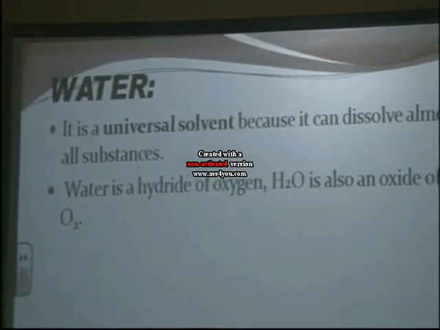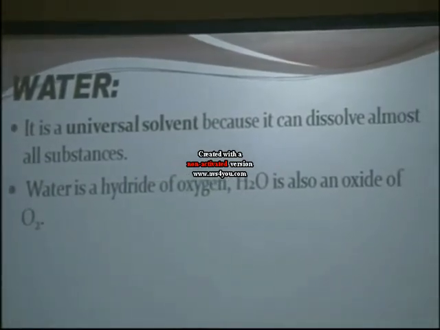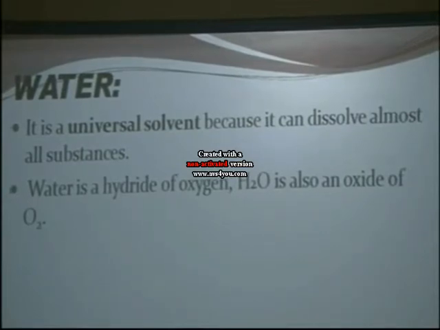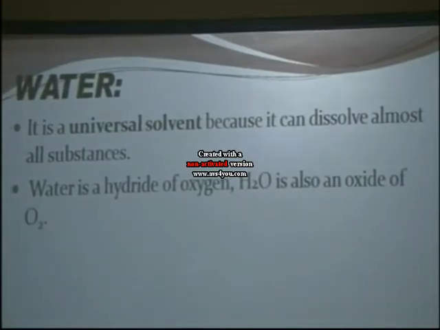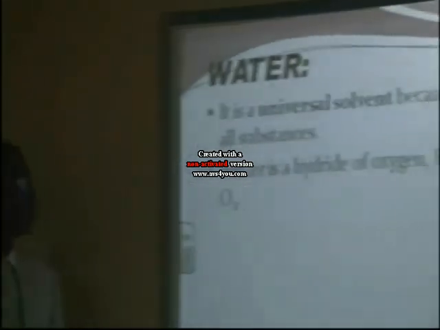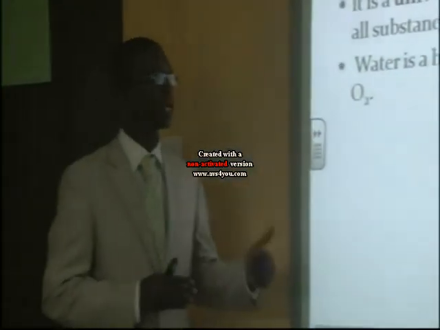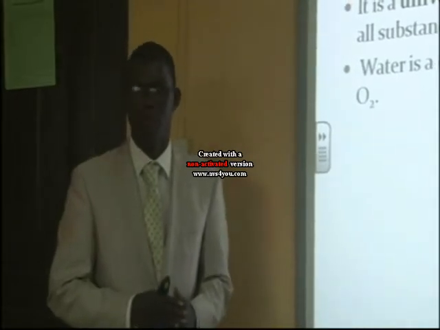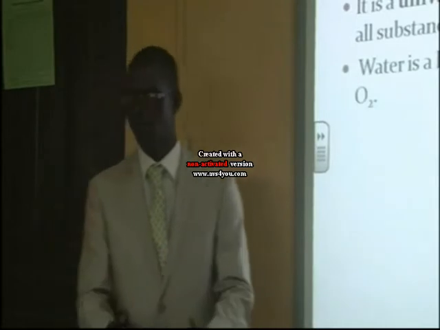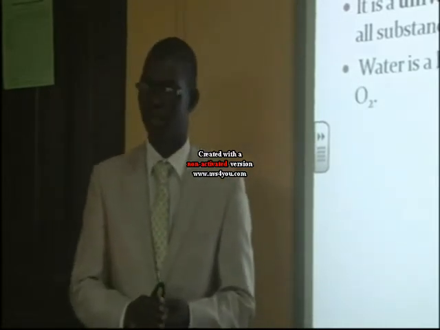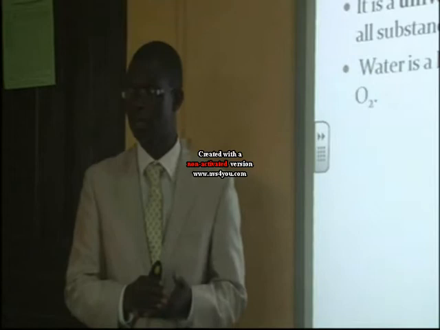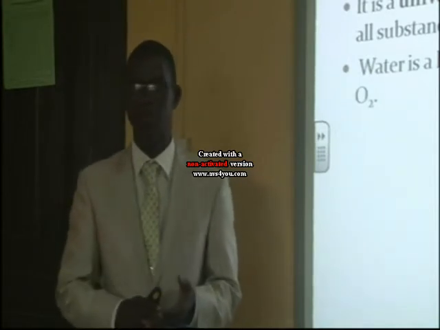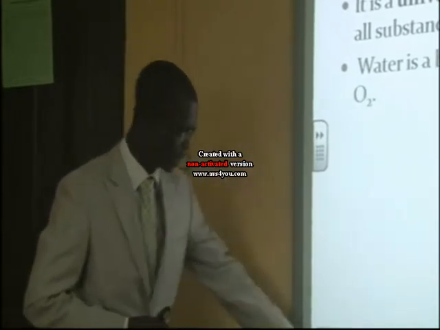Then at the same time, water is a hydride of oxygen. That is, it's a compound of oxygen and hydrogen. Take note at the same time that water is also an oxide. Oxide of what? Oxide of hydrogen. Right, it's a hydride of oxygen. Now, on this page, so far, we have learned three things. Water is a universal solvent. Water is an oxide. And water is also a hydride.